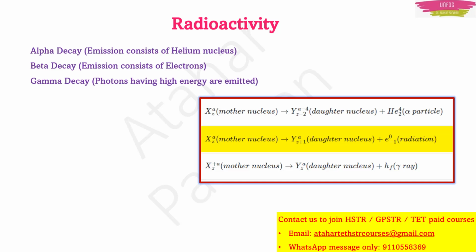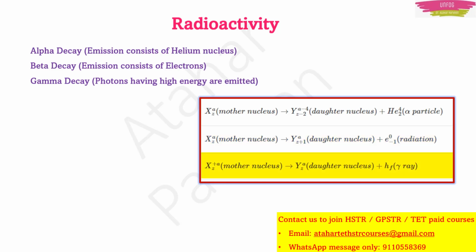So I was telling that in the daughter nucleus, the mass number will be reduced by 4 compared with the original mother nucleus. For example, if the mother nucleus had a mass number 10, then the daughter nucleus will have 10 minus 4, meaning 6 will be the mass number. And atomic number will be reduced by 2. Correct? Next comes the beta decay.